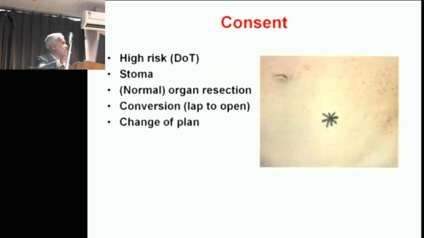Some special situations: say in case a 90-year-old gentleman who has had coronary stenting and then bypass, also has COPD, diabetes, and multiple other comorbidities, but the surgery is essential. We know that this patient has a very high risk and may even die on the table. So what is called a high risk consent, a DOT, is required. When you anticipate that a normal organ may be affected, special consent is required.